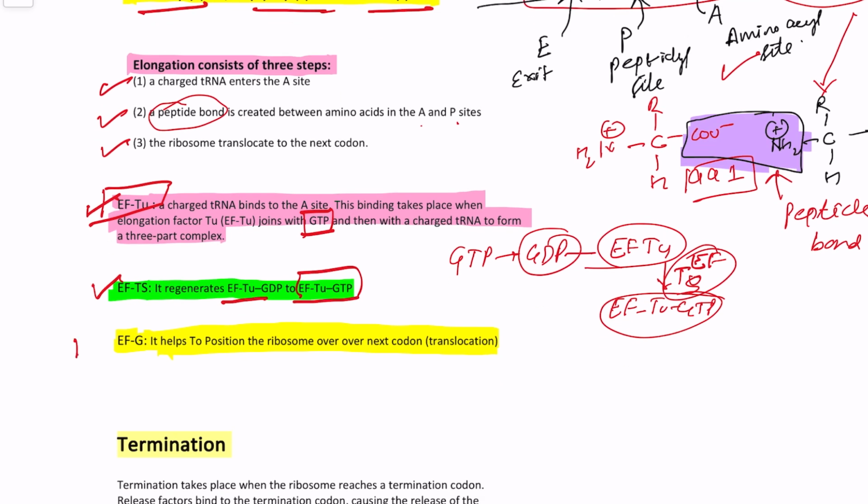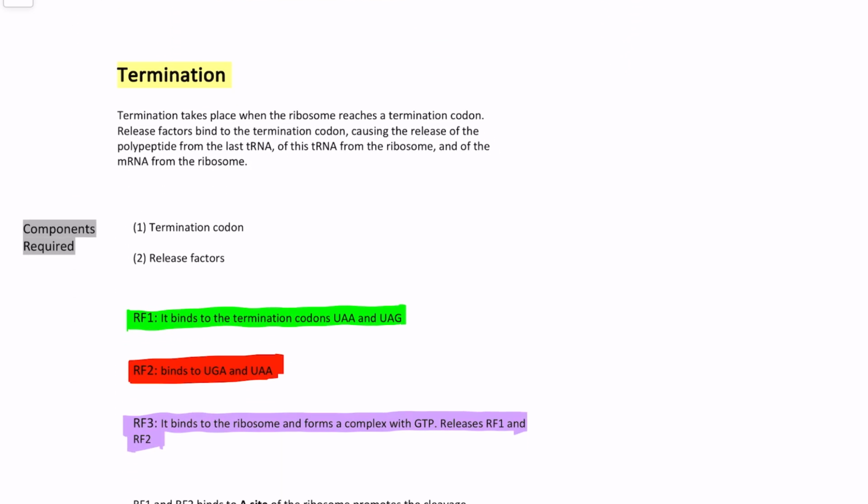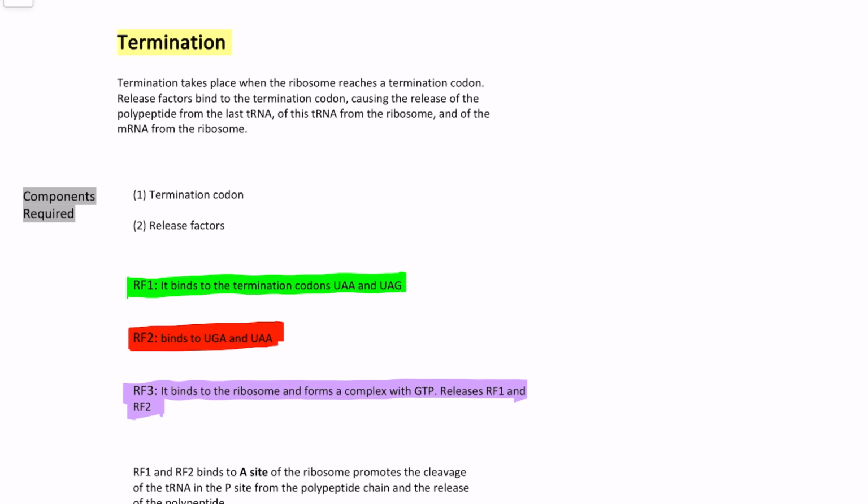Then comes the third elongation factor, G. It helps to position the ribosome over the next codon. There is a typo error, right? Over the next codon. So basically it helps in the process of translocation, which you have to remember, right? It helps in the process of translocation. Clear? So now we will move towards the next step, which is the process of termination.